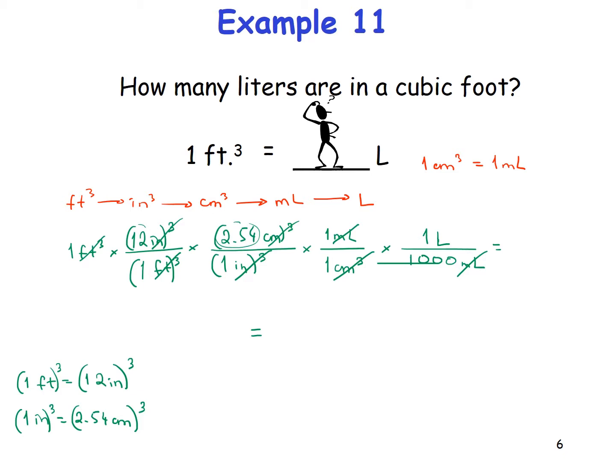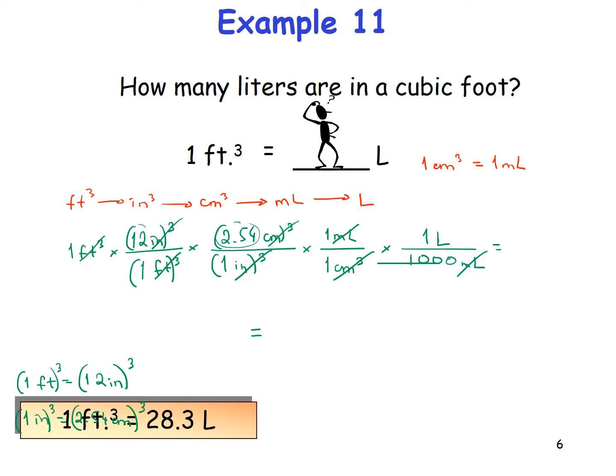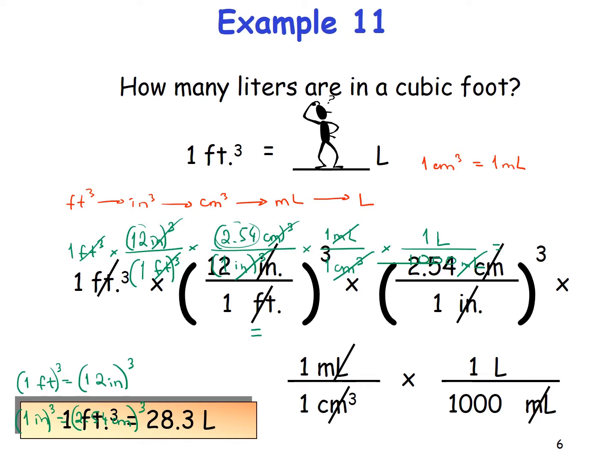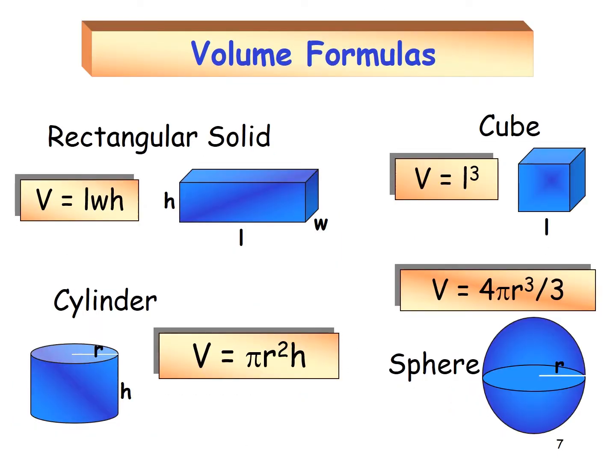And now these are just going to be the numbers. So again, make sure you cube these, and you cube these, and everything as follows. So multiply everything on the top, divide everything that is on the bottom. So doing all of that, you should eventually get 28.3 liters.